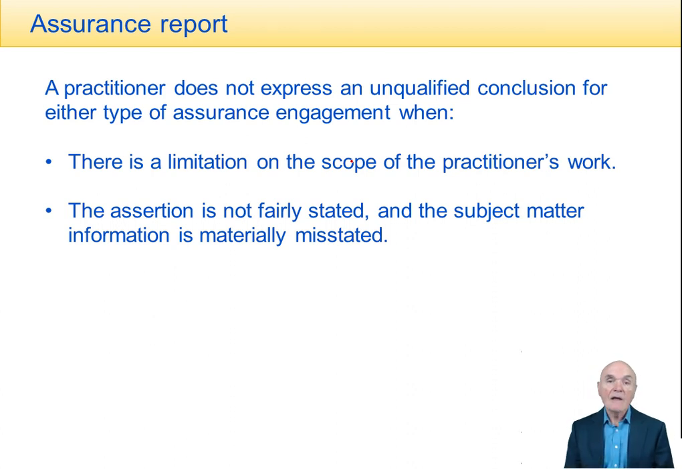Sometimes we cannot say that something is right, sometimes we cannot say that we are reasonably confident there are no errors. And a practitioner will not express what's called an unqualified conclusion for either type of assurance engagement, really on two classes of occasion. First of all, if there's a limitation of scope. In other words, we simply can't find out the information we need. So if you're interviewing people for a job and there are no records left of the interviews, no records left of how we came to the conclusion to award the job to a certain person, then we simply cannot come to any conclusion whatsoever. There's been a limitation in scope because the evidence does not exist.